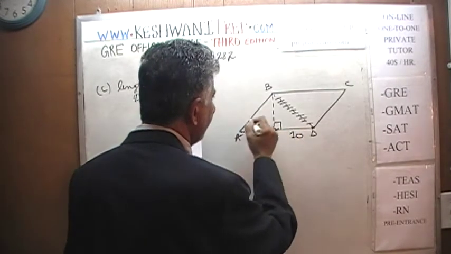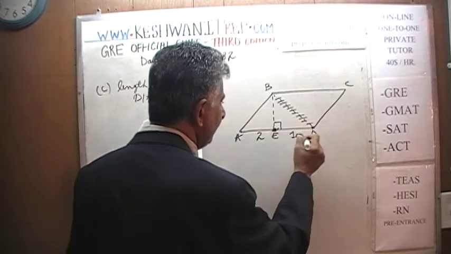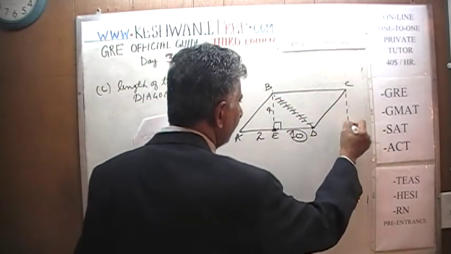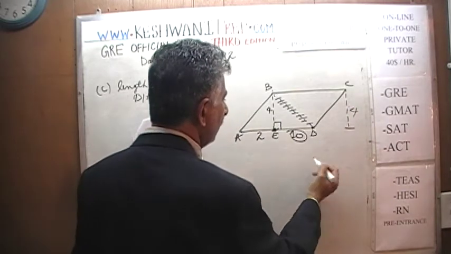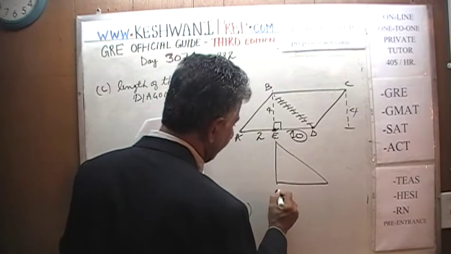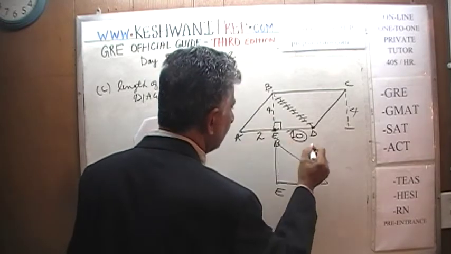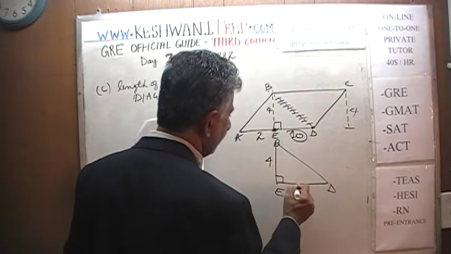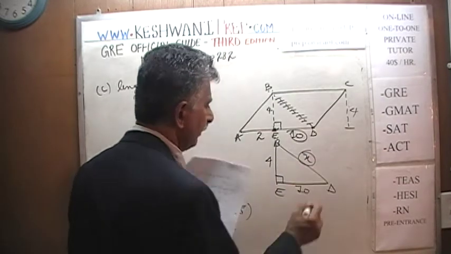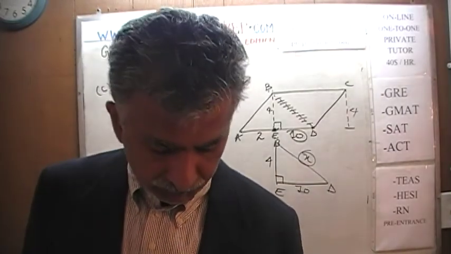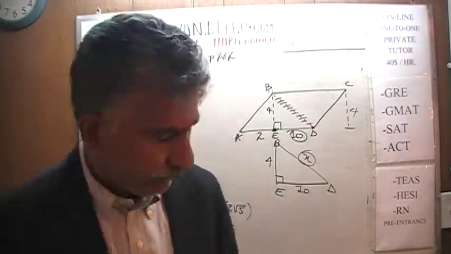So we have a triangle here, a right angle triangle. We have A, B, C, D, let's call it E. From E to D is 10. From B to E is 4, because we are told that this distance right here is 4. And we're going to use this triangle right here. E, B, and D. This is the right angle. This is 4, and this is 10. And this is what we want to find out, the diagonal BD. Let's find out, shall we?